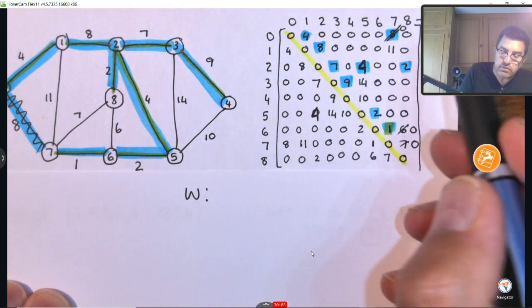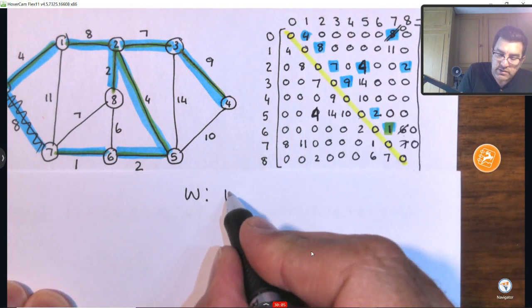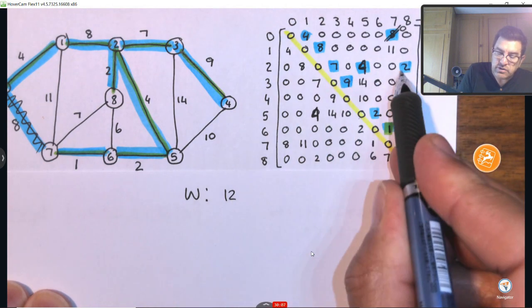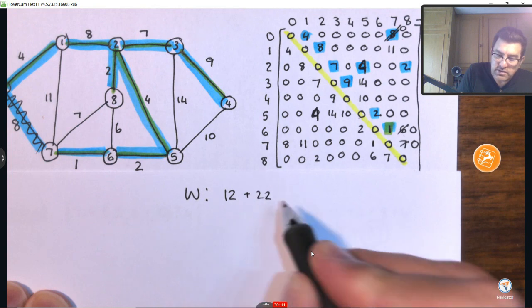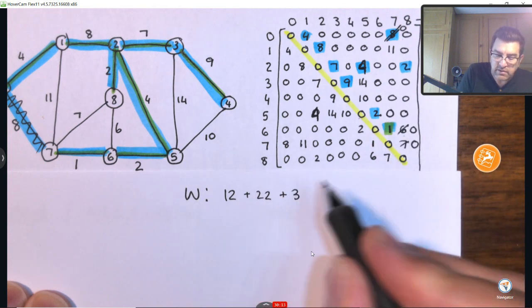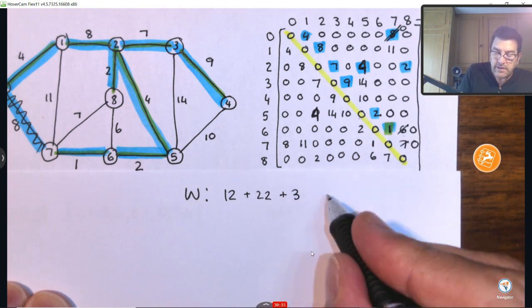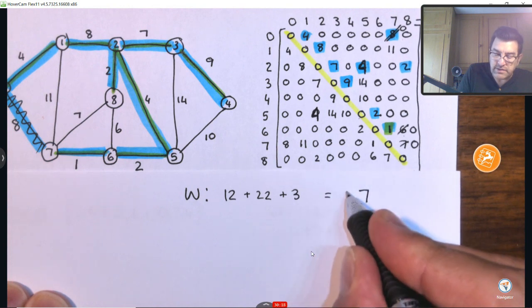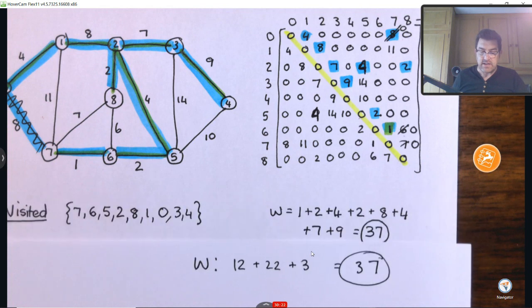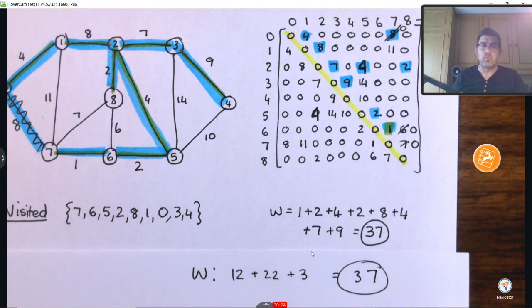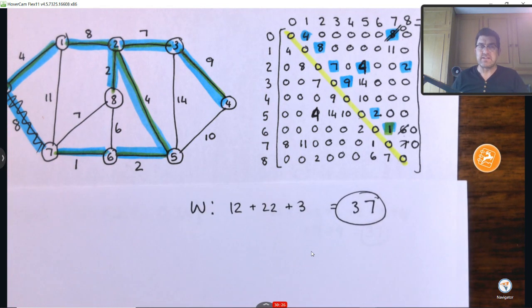So the weights will be 4 plus 2 is 12, 11, 12, 13 plus 9 is 22, and then the 3 down here gives me 37 as a minimum weight. And that's exactly what I got when I applied Prim's algorithm.